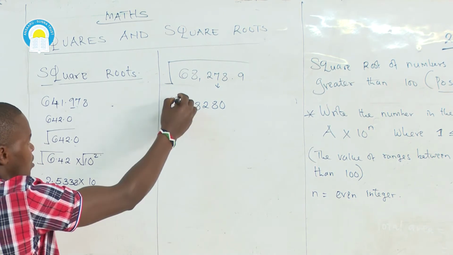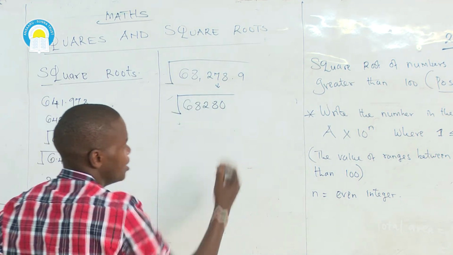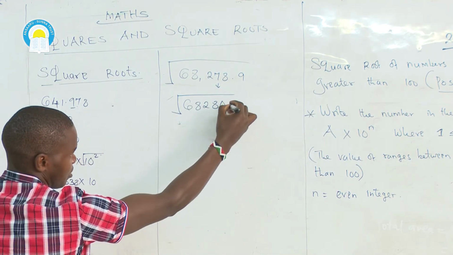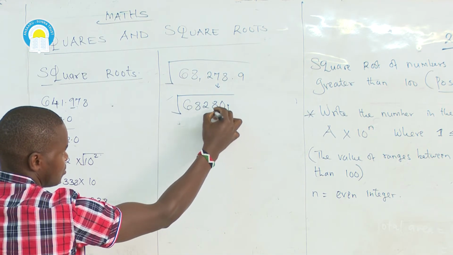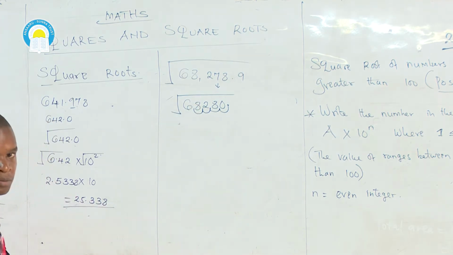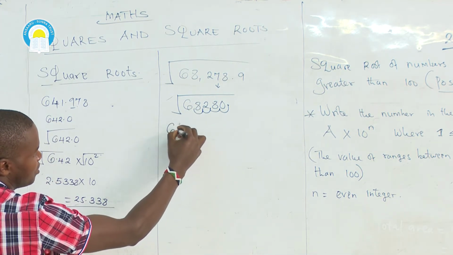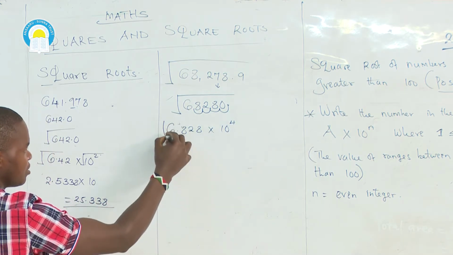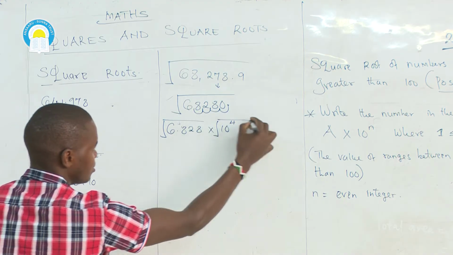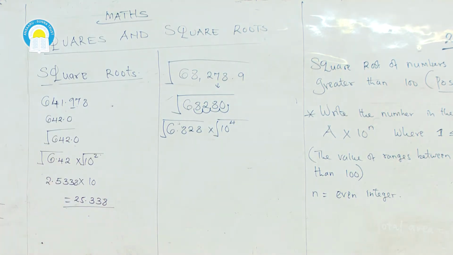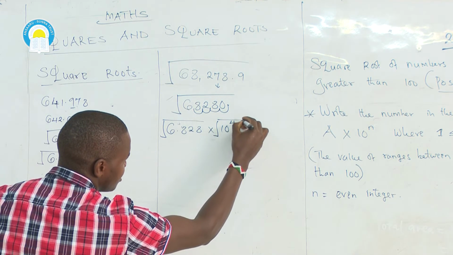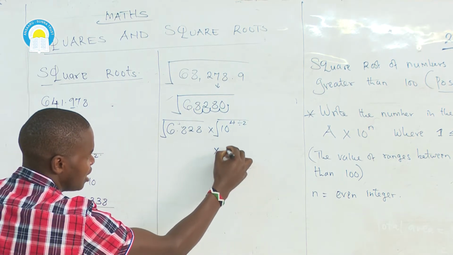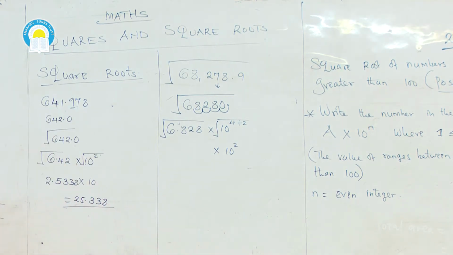So you are supposed to find the square root of 68,280. So we assume this is where we have the decimal point. This is 1, 2, 3, 4. So the answer becomes 6.828 times 10 power 4. Find the square root. 10 power 4 is just 10,000. Or you can just divide this power by 2, whereby it should be 10 power 2. Square root is dividing the power by 2, whereby the answer is 10 power 2.